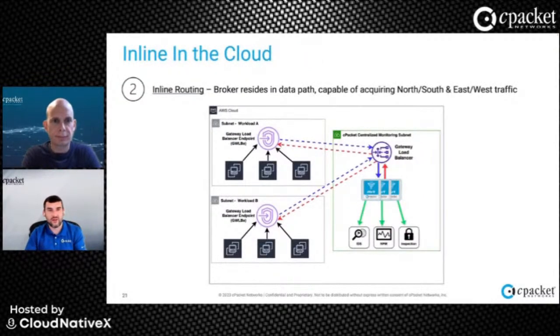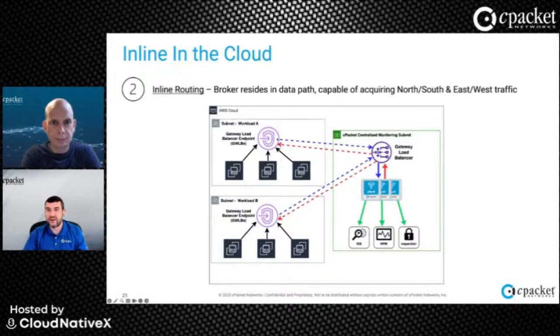And that brings me to inline routing. So this is also AWS. What's unique here is that there's a gateway load balancer, which is what's unique about this diagram. On the previous diagram, it was just a standard network load balancer. But in this example, you deploy what's called a gateway load balancer endpoint, this little blue circle here, in the subnet that you want to obtain visibility from. And then we essentially sit inline in the data path.